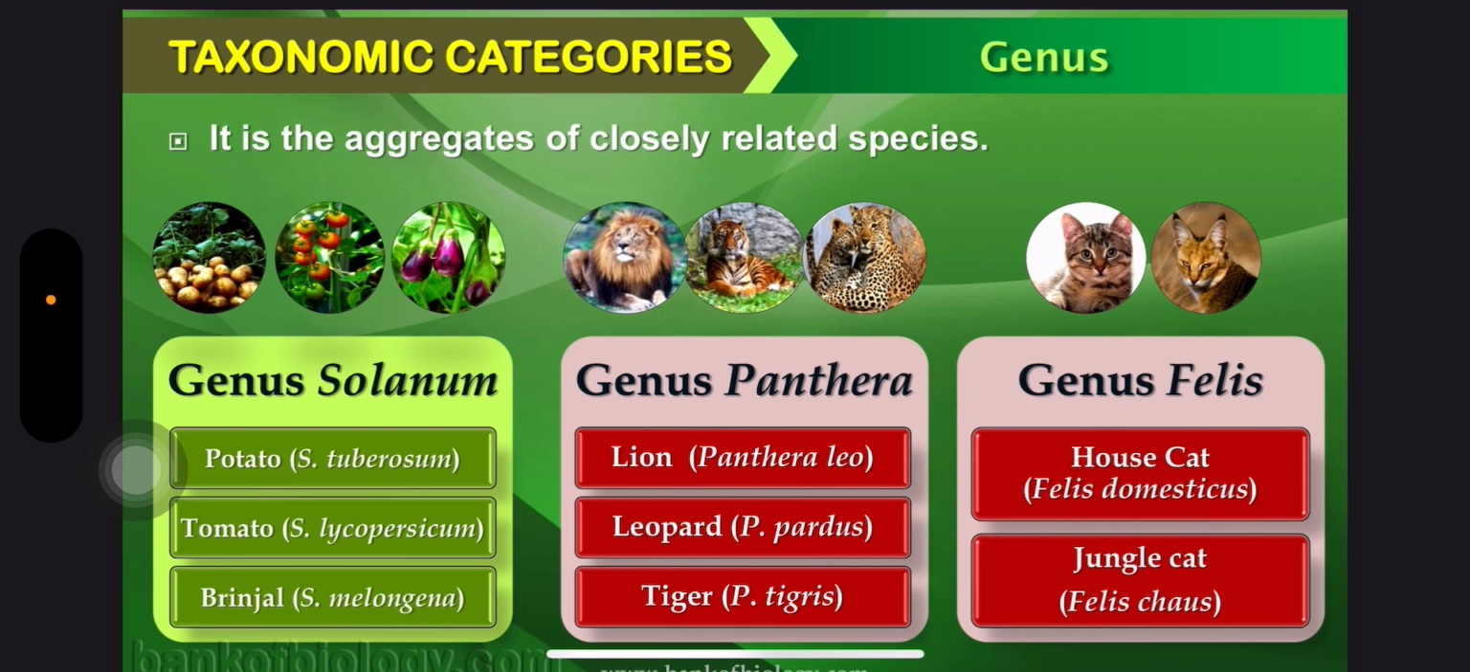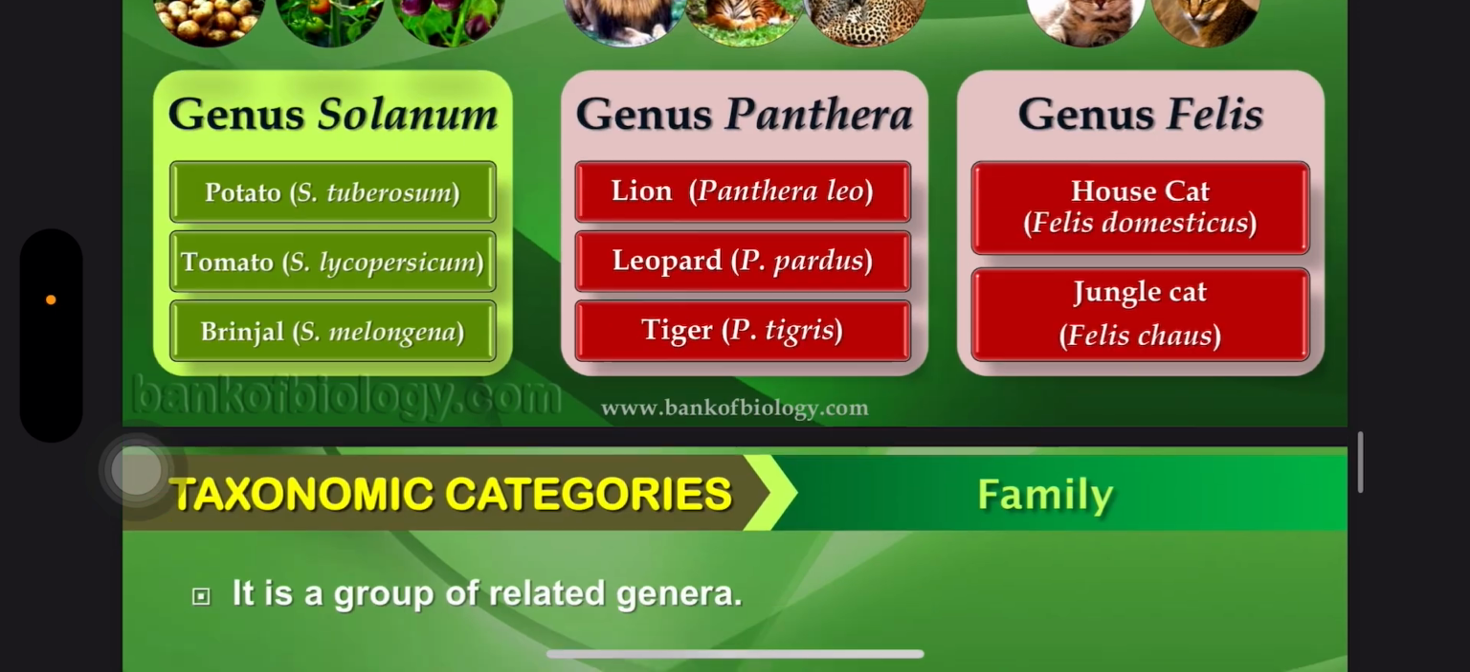Genus Felis: the house cat, Felis domesticus, and the jungle cat, Felis chaus. These two come under the one genus. It is the aggregate of closely related species that is called a genus.